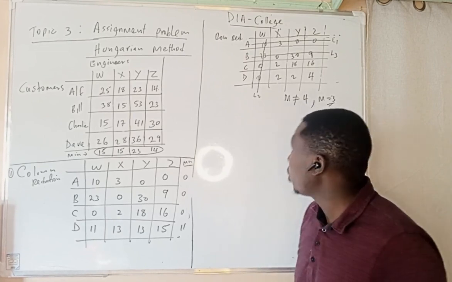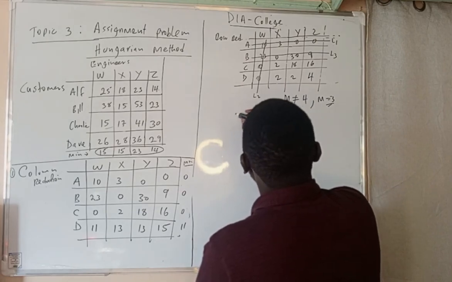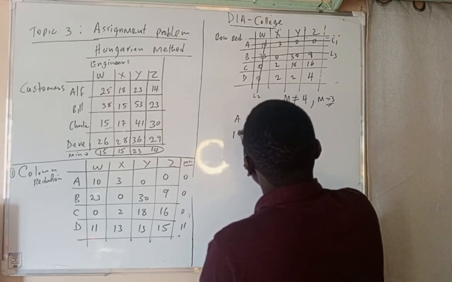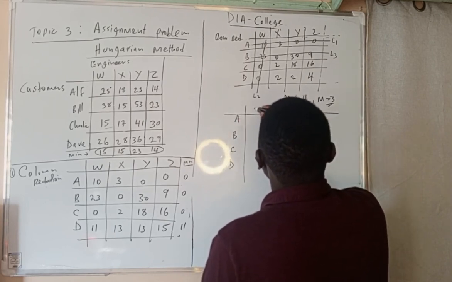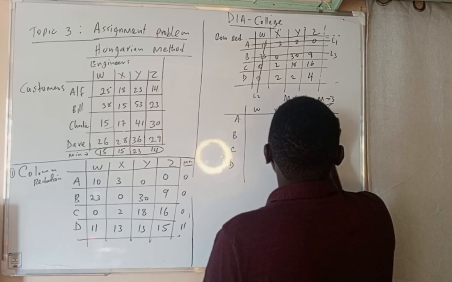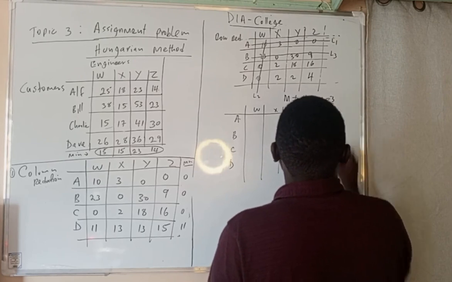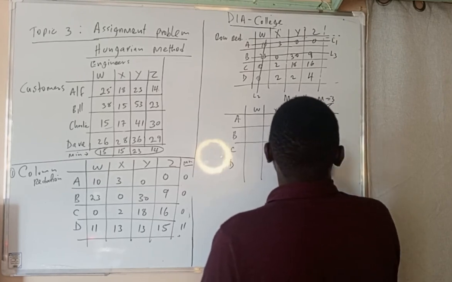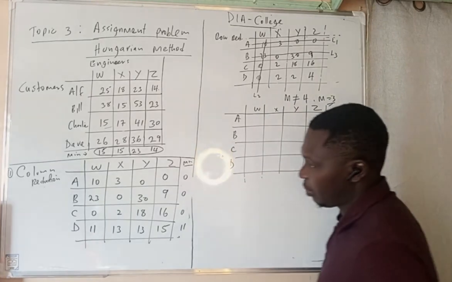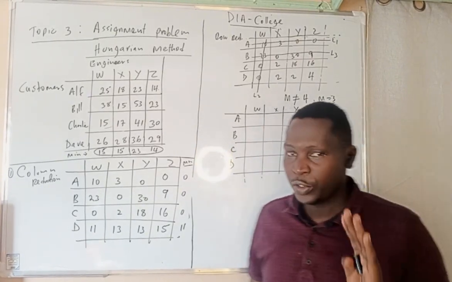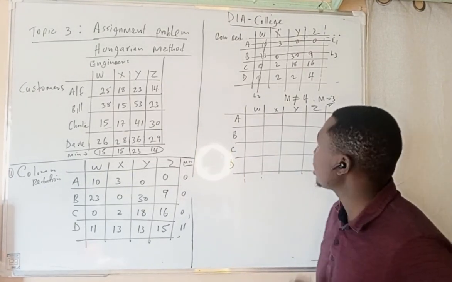So in step number 4, we are going to come up with a new matrix. So I'm going to draw another new matrix. So I'll have A, B, C, D, and W, X, Y, and Z as my new matrix. Alright, so I have my new matrix. Now in step number 4, we say there are 3 things that you need to do. The first one is to identify the minimum value which is uncovered.